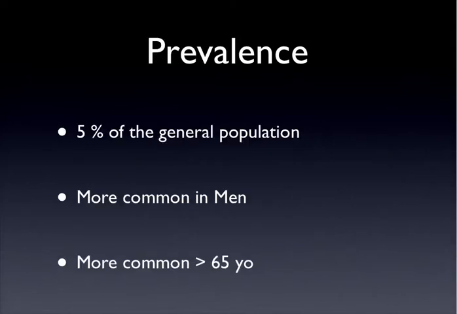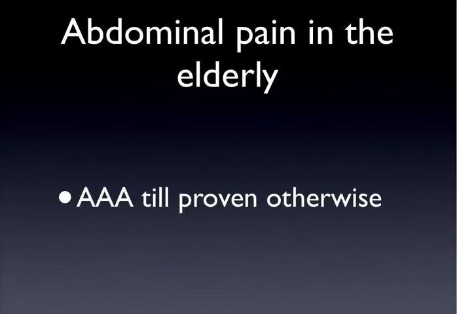Just to go over a couple of things with AAA: 5% of the general population over 65 will have an abdominal aortic aneurysm. That can be 3.5 centimeters, 4 centimeters, but it's relatively common. It's not minuscule. It's not 0 or 1%. So it's something you have to think about in males, those over 65 years old, or smokers.